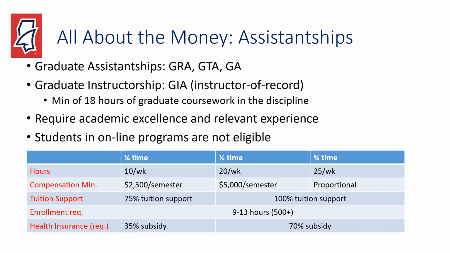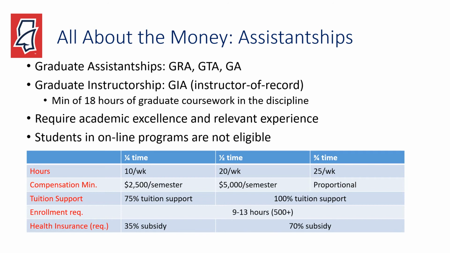It's important to note that all graduate assistantships require the student be enrolled in between 9 and 13 hours of 500 level courses or above. If students enroll in more hours than 13, the assistantship will not provide tuition support for those additional hours. In addition, some disciplines may have additional discipline-based tuition that the graduate assistantship does not provide scholarship for.